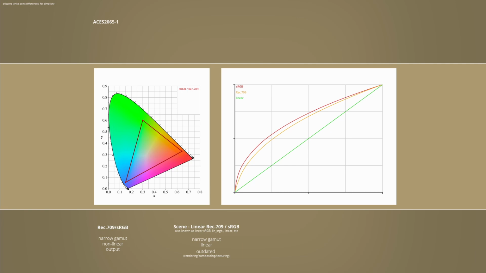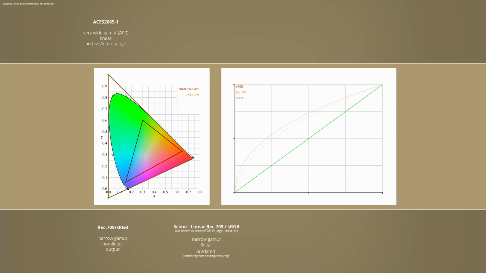ACES 2065-1. The primaries that define the gamut of this color space are known as AP0 and cover the full range of colors visible to the average human eye. Besides its very wide gamut, ACES 2065-1 has a linear transfer function. In visual effects, it's commonly used as the interchange and archiving color space. Earlier we established that you should also have a linear transfer function and a wide gamut for rendering and compositing, so surely this is the color space we would want to use for that, right?